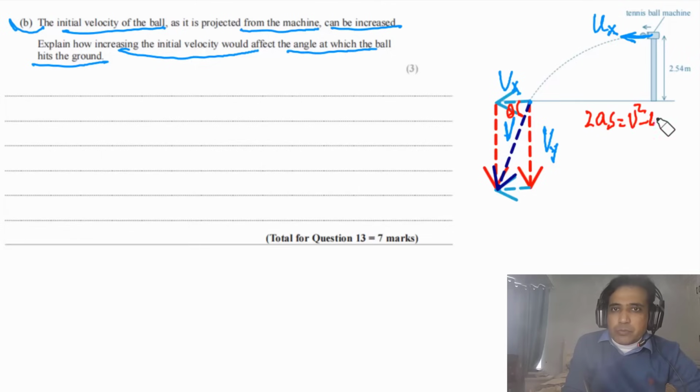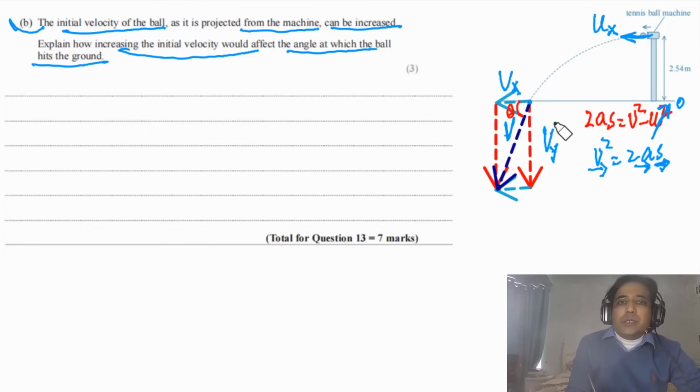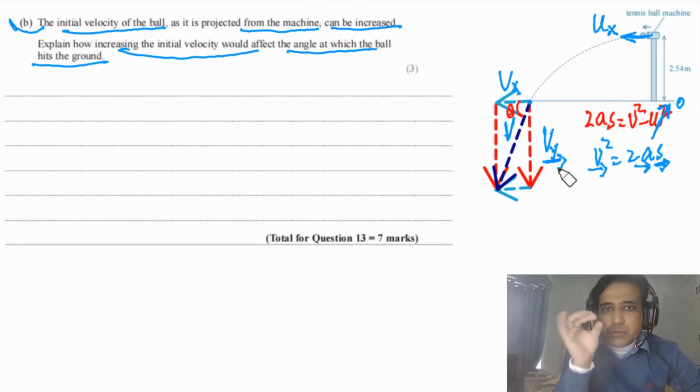2as is equal to v square minus u square. For this question it is given to us that initial vertical velocity is equal to 0, because it is just projected horizontally. So we can write down v square in this case will be equal to 2as. a is constant, s is also constant. If we keep s constant, it means this v also remains constant. So this component of velocity will not change. This is the first thing you need to understand. Vertical component of velocity is not changing.